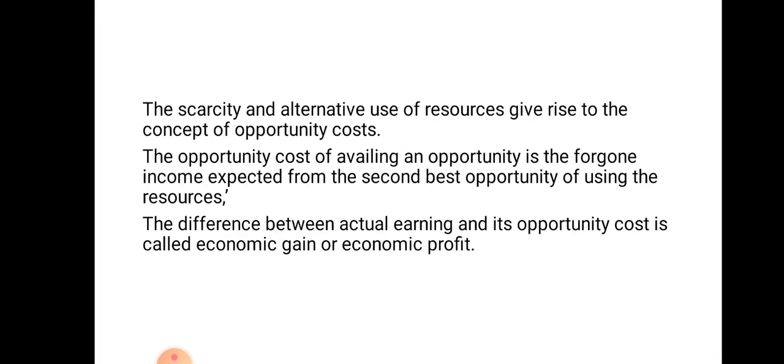The difference between actual earning and its opportunity cost is called economic gain or economic profit. So, the chosen alternative which would give a return, that is actual earning, and the one which is forgone, that is the opportunity cost. Both the returns will be compared, and the chosen one minus the left one would give economic gain or the economic profit. The difference will be taken as economic gain or economic profit.